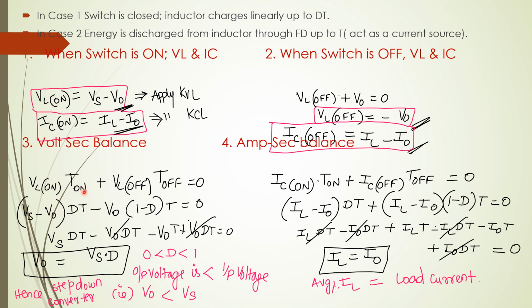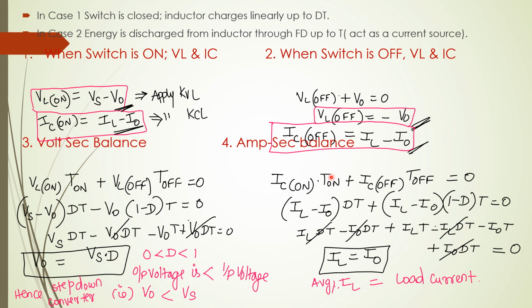When we try to get the volt-second balance, we'll apply V into time. So VL on into T on plus VL off into T off equals 0. Substituting the VL on and VL off in these equations, at last we'll get the equation for V naught, which is equivalent to Vs into D. So the output voltage is always less than the input voltage because it is multiplied with the duty cycle, which is between 0 and 1.